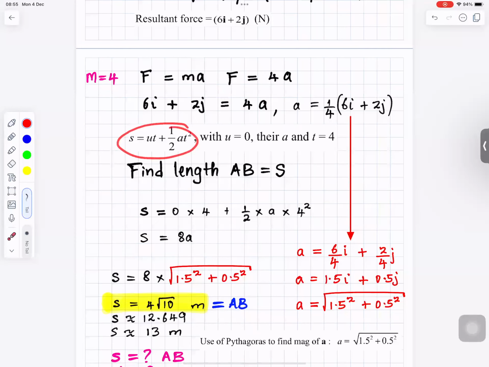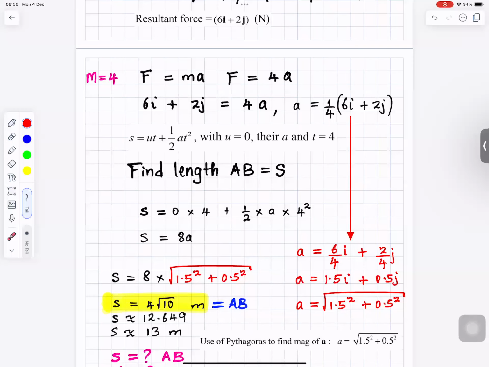Using S equals UT plus half AT squared, with U equals 0 and T equals 4, to find the length AB, which we call S, the displacement. So S is 0 for U times 4 for T plus half times A times 4 for T squared. So S equals 8A.